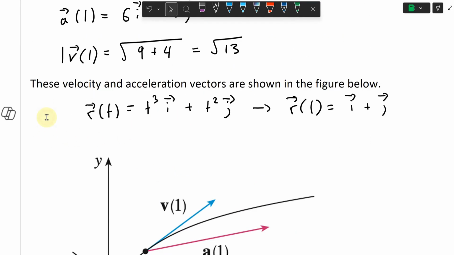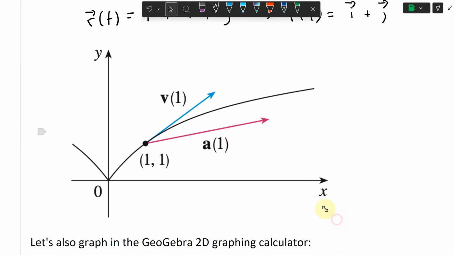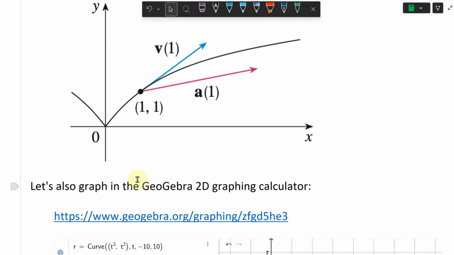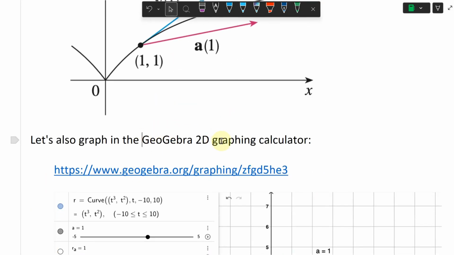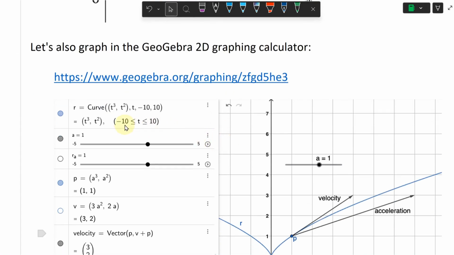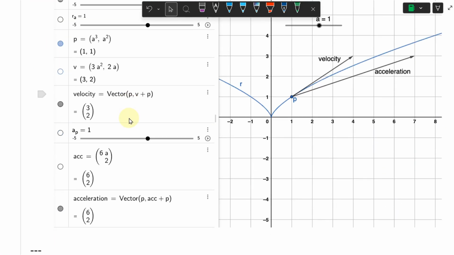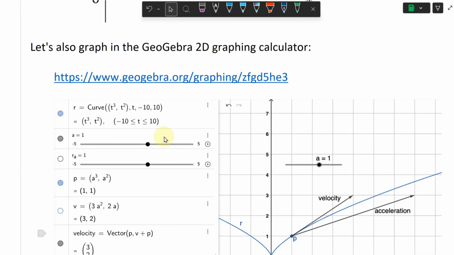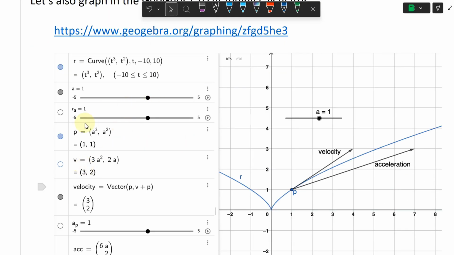And for completeness, as always, I like graphing this out in an online calculator. In this case, let's also graph it in the GeoGebra 2D graphing calculator. So here it is, and I made this a pretty epic calculator, or I mean this little section of the calculator. I added this, made it customizable, and so on. So there's our curve. You could just write curve equals t cubed, t squared, and then made it from -10 to 10. And then you can adjust the slider here, a. I'm not sure what this R of A is. I think I can remove that.